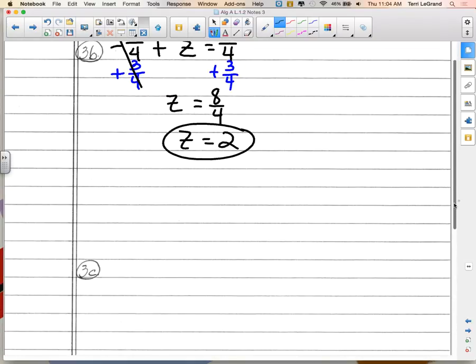Okay, well, you know what, folks? Even though our solution is 2, we renamed it as 2, did we not? When we check it, I'm kind of having a feeling that maybe using its other name, 8/4, is going to be friendlier. What do you think? Yeah? So when we check it, let's get our check problem set up. We have negative 3/4 plus our z equal to 5/4.